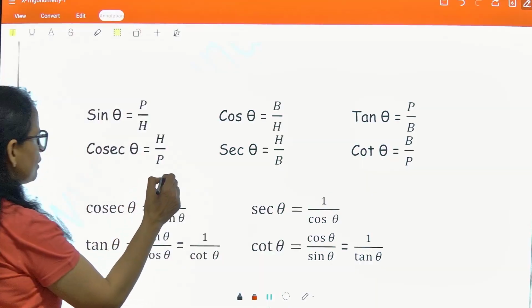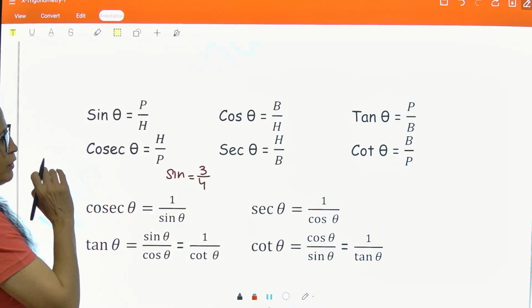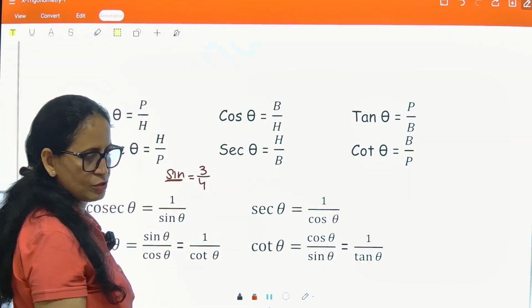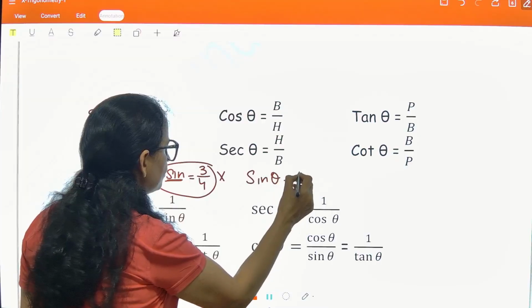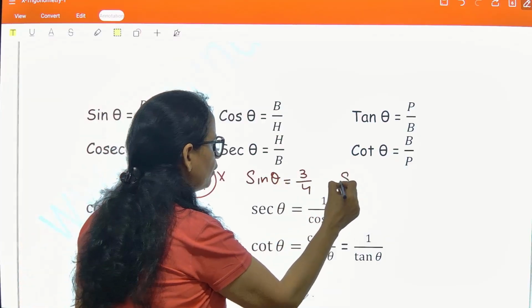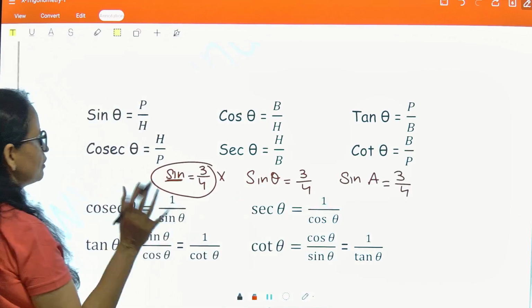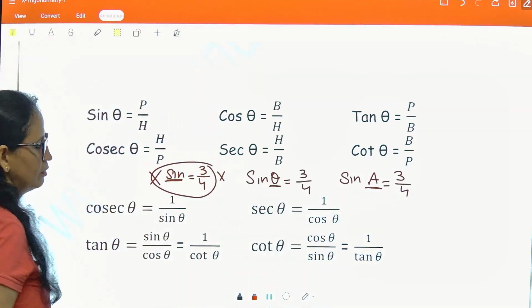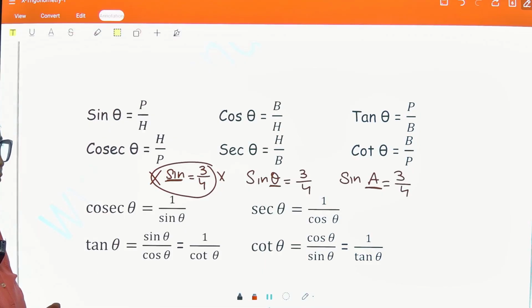Now a very common mistake is, please do not write sine is equal to 3 by 4. Whichever ratio you are referring to, the name of the ratio without the angle is just meaningless. So please don't write like this. This is wrong. So it has to be sine theta equals 3 by 4, or maybe if you want to use the name of the angle, sine of A is 3 by 4. Please never use any of the trigonometric ratios without this theta or without the name of the angle. This is totally wrong, because it is the ratio of the two sides of the triangle with respect to this angle being taken into consideration, right?